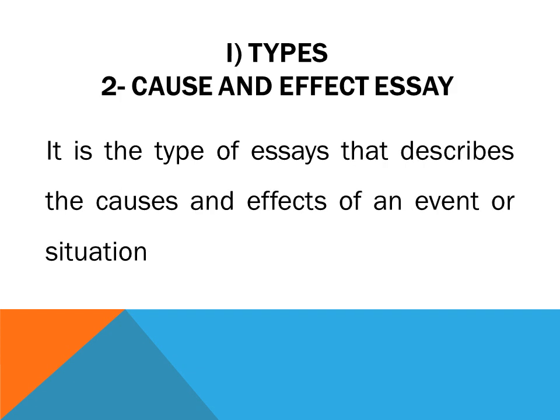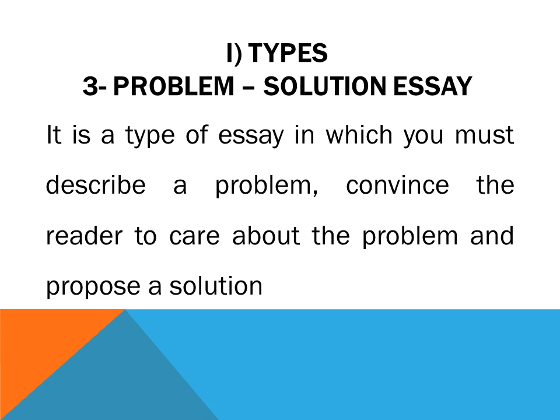The second type of academic essay is the cause and effect essay, which describes the causes and effects of an event or situation. The third type is the problem-solving essay, in which you must describe a problem, convince the reader to care about such a problem, and propose a solution according to your own opinion.